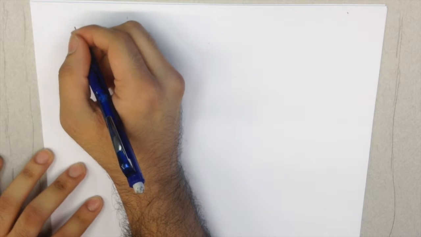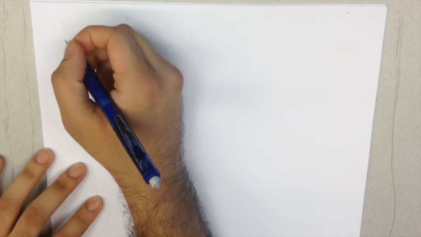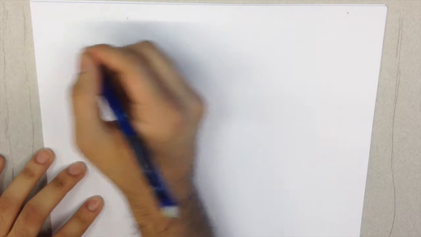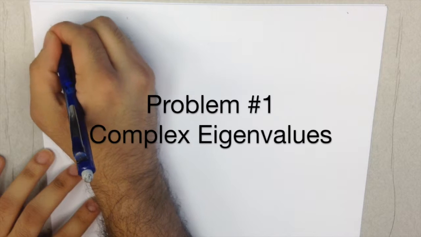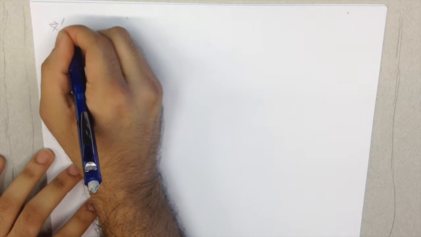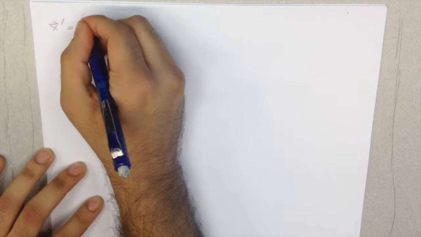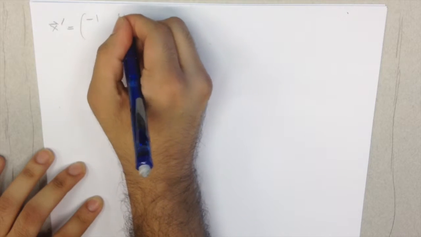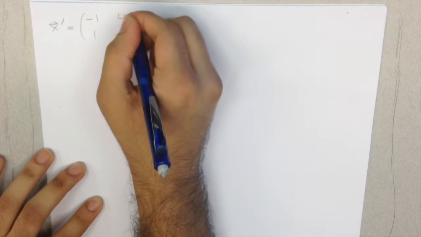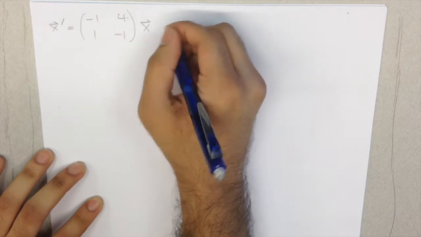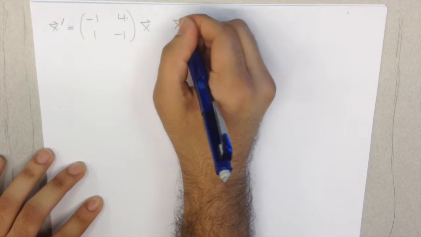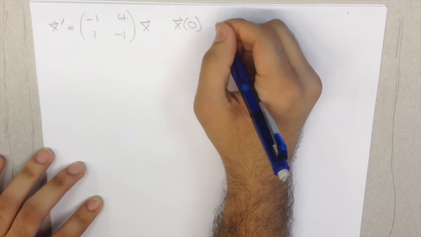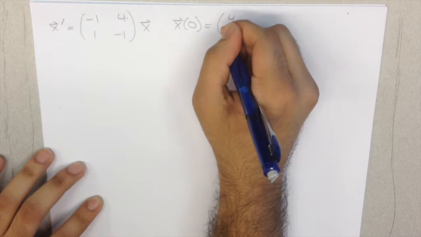Today we're going to talk about matrix differential equations with complex eigenvalues. So here's an example problem. X prime is equal to the matrix [-1, 4; 1, -1] times x, and we're also given an initial condition of (4, -3).